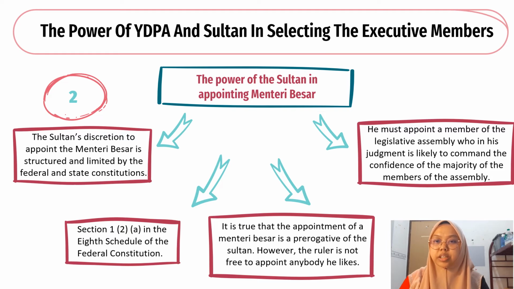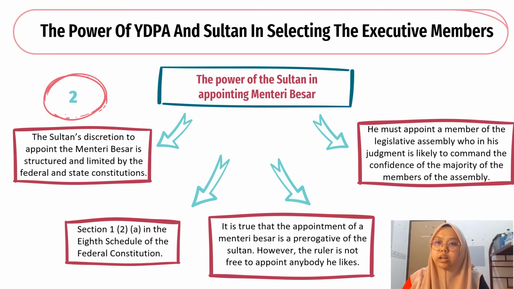Moving on to the second part, the power of the Sultan in appointing the Menteri Besar at state level. The discretionary power of the Sultan in appointing the Menteri Besar is structured and limited by the federal and state constitutions. That means the power of the Sultan in appointing the Menteri Besar is not absolute, as the Sultan has to act within the power given by the federal and state constitutions. As mentioned in Section 1, Subsection 2, Paragraph A in the Schedule of the Federal Constitution, the Sultan or ruler of a state may act in his discretion to appoint a Menteri Besar.